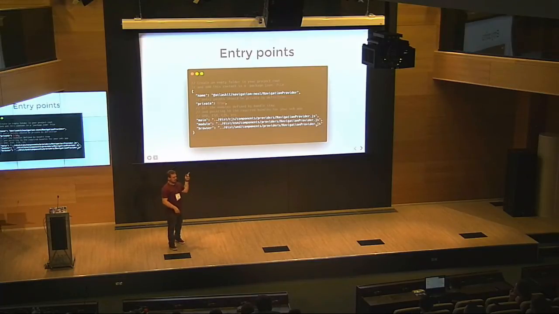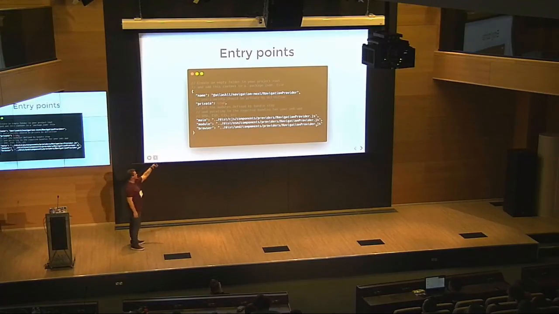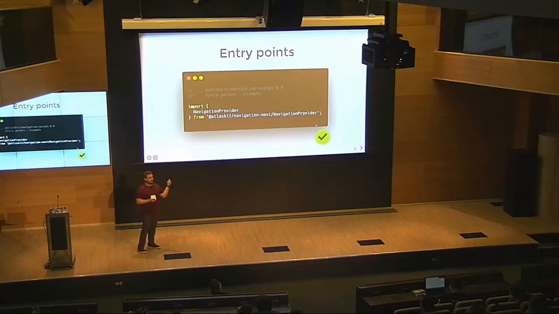In this package.json, we have the name of the entry point, like in that case, navigation provider. It should be private, otherwise it will be published as another package. And it has all the files the way that you want to use. As you can see here, we have the main for the CommonJS, the module for ESM, and browser for UMD. And for the user, it's still the same way to go. For the user, nothing changes.